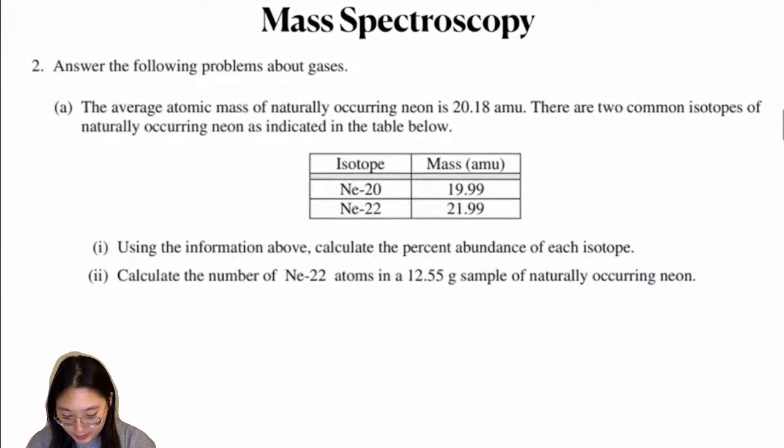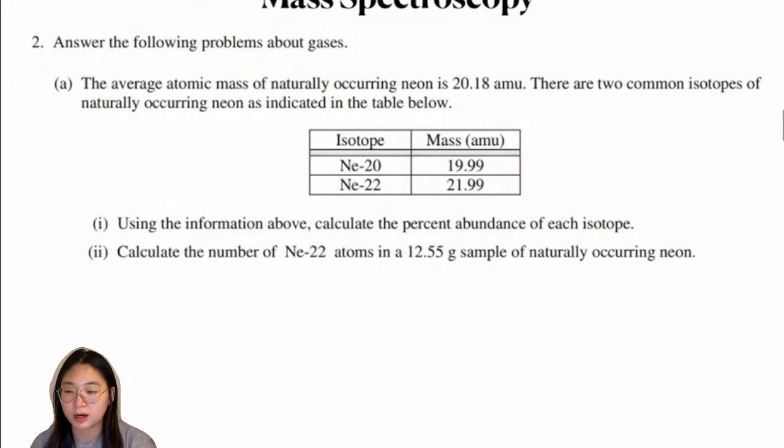Okay, and next, this is an FRQ question for isotopes and mass spectroscopy. The average atomic mass of naturally occurring neon is 20.18 AMU. AMU stands for atomic mass unit. So this is the unit for each of the particles, or each of the atoms or ions.